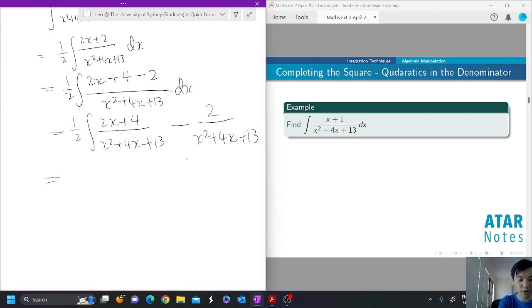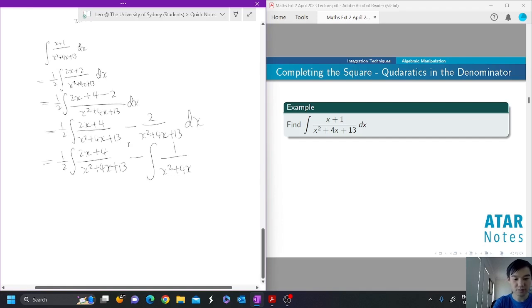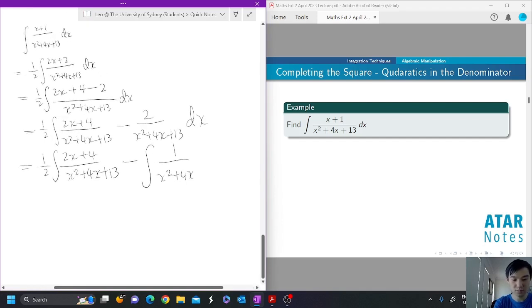And we can, I suppose, do what we did last time and just split it into 2 separate integrals. So we got half of (2x plus 4) over (x squared plus 4x plus 13), and here we can say this is minus the integral of 1 over (x squared plus 4x plus 13), because the half and the 2 cancel out. And don't forget your dx here.